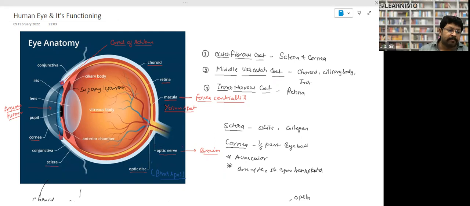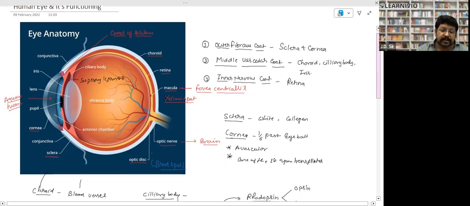So what do you have to remember? Aqueous humor, canal of Schlemm, cornea, vitreous humor, then macula or fovea centralis or yellow spot, blind spot. These are structural questions. Now, the outermost coat is made up of sclera and cornea. We know that this circle is made up of the same kind. Middle vascular layer. Vascular layer means there is a blood supply in the middle part. It is called choroid, ciliary body and iris. The innermost part is made up of retina.